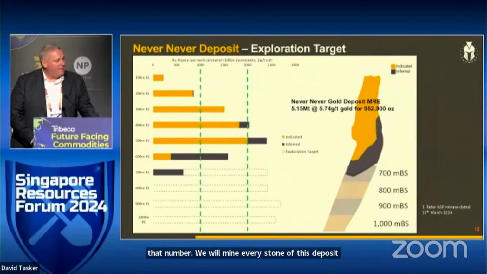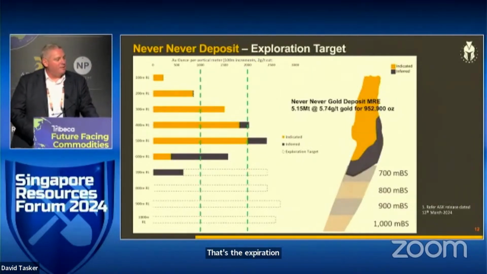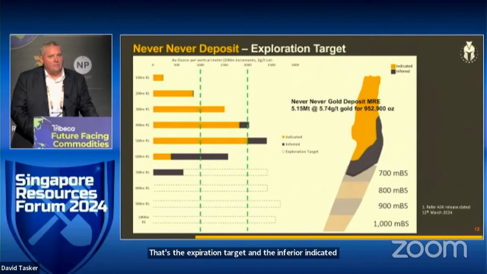That's the exploration target and the inferred indicated category there, just to give people an understanding of exactly how we work that out. It's pretty simple. Geos aren't particularly creative. We just take what we've seen before and incrementally increase it and work out whether that seems reasonable, and then drill it and make it happen.